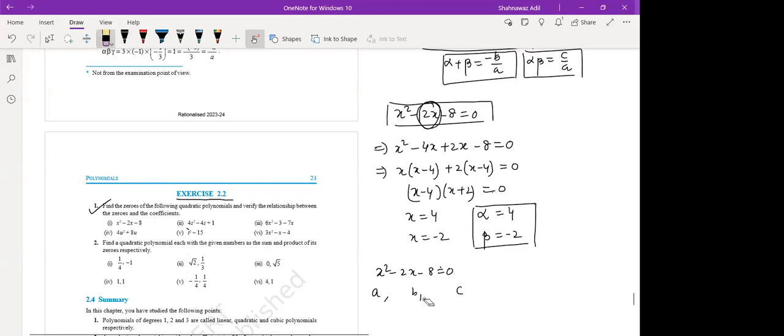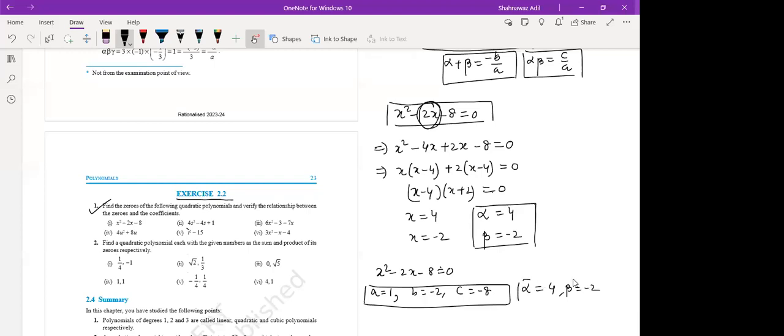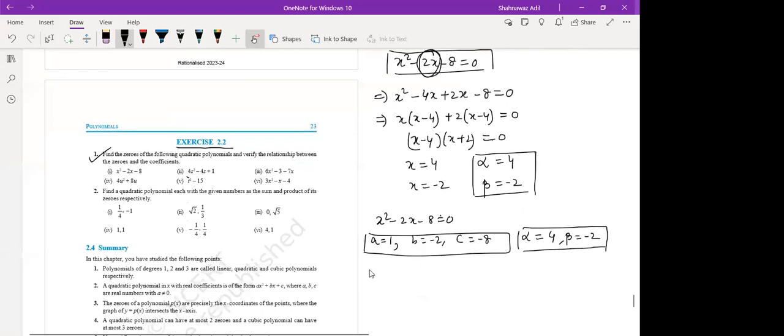Sir, A is 1, B is -2, and C is -8. We have just calculated alpha is 4 and beta is minus 2. So first, we need to calculate the sum of the zeros, which is alpha plus beta, which is 4 minus 2.